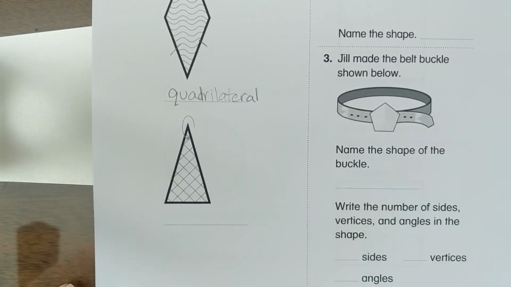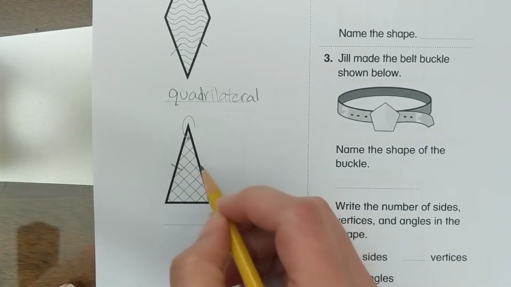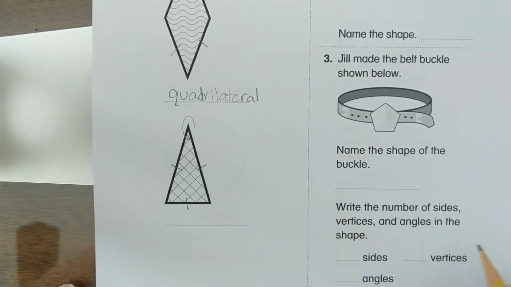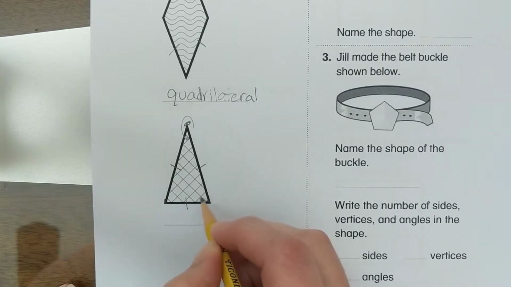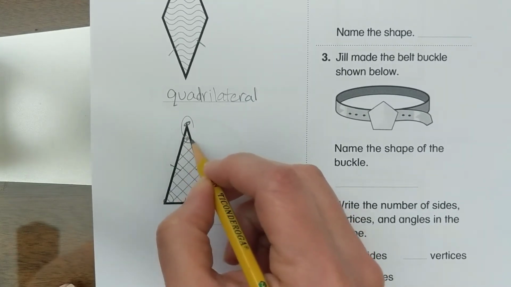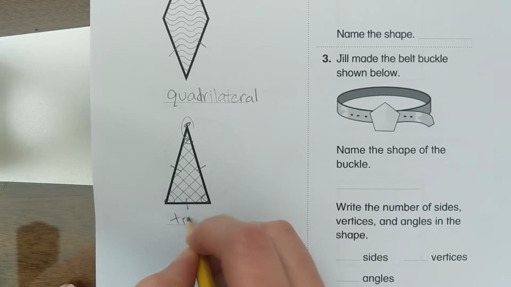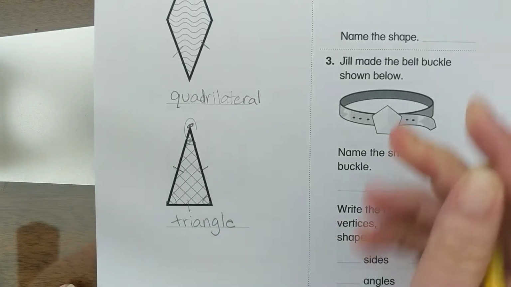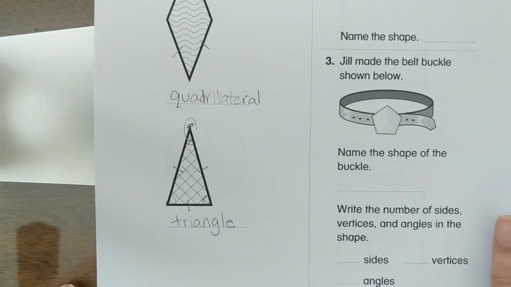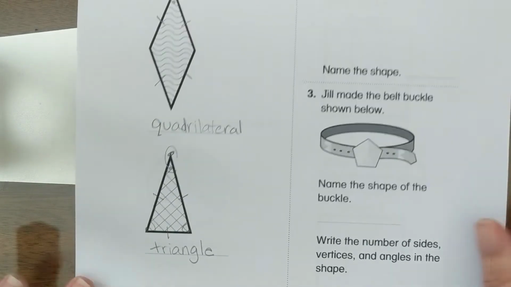Okay, down here on this earring, I'm counting 1, 2, 3 sides, 3 vertices, 3 angles, which of course means it is a triangle. So you need to know the names of all the shapes that we talked about. You also need to know hexagon and pentagon. You need to know how many sides they each have and angles and vertices.